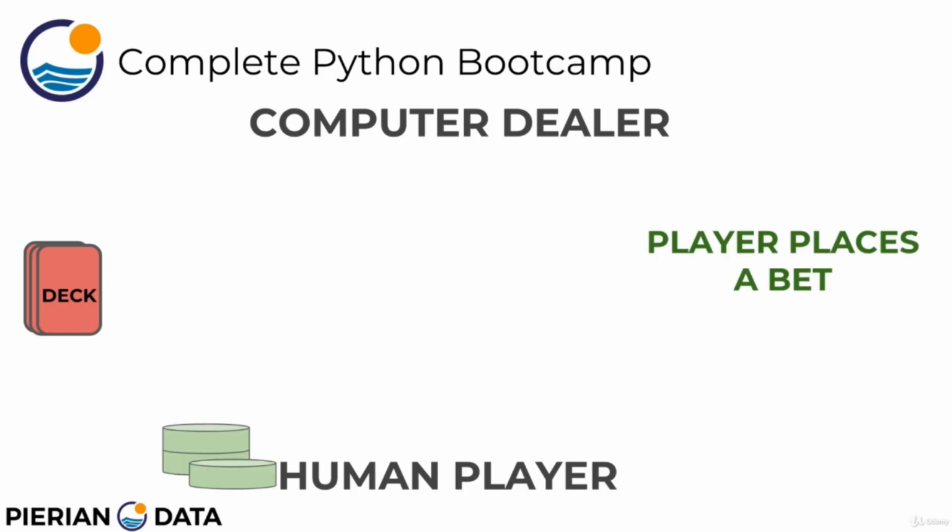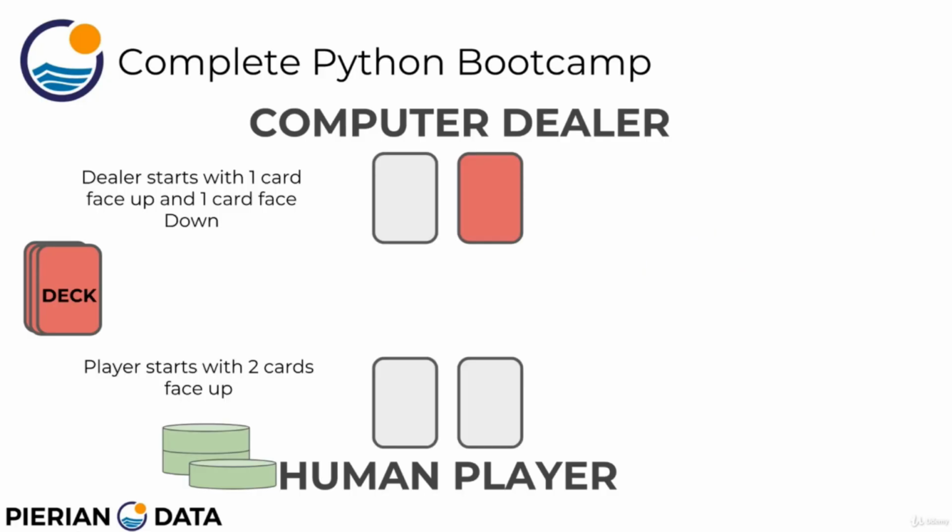Then the human player has a bankroll, so you can hopefully already start thinking that they're going to have an attribute for their bankroll, just like we discussed when we talked about creating a bank account for our previous object-oriented programming challenge. From that bankroll, the human player is going to place a bet, indicating whether or not they think they're going to win this set of hands. Then the player starts with 2 cards face up, and the dealer starts with 1 card face up and 1 card face down.